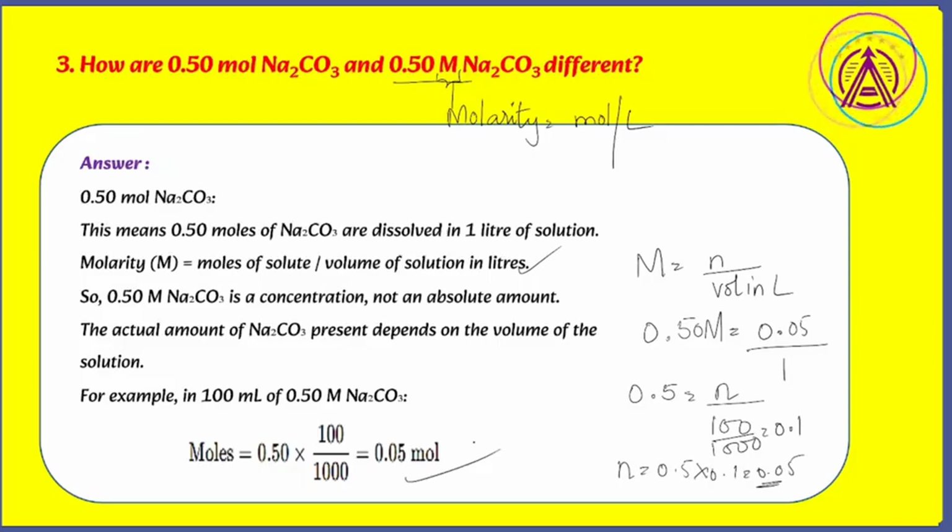So remember, whenever I just say 0.50 mole and I don't tell you how much volume is there, it is for 1 liter and it is amount of sodium carbonate in 1 liter. Whereas when I give you the molarity, it can be in different volumes that you need to find out. It can be 100 ml, it can be 200 ml, whatever, but it's a different volume.